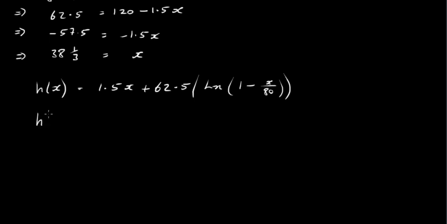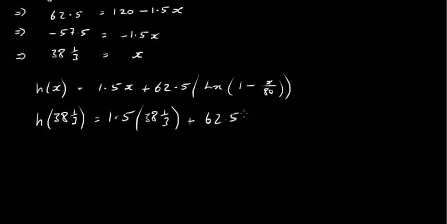So we want h of 38 and a third. So that'll be 1.5 times 38 and a third plus 62.5 times the log of 1 minus 38 and a third over 80. Now look, you can work this out individually, work this bit out, work this bit out, and then add them, and your final answer will be 16.73.